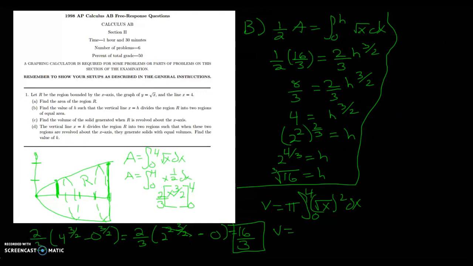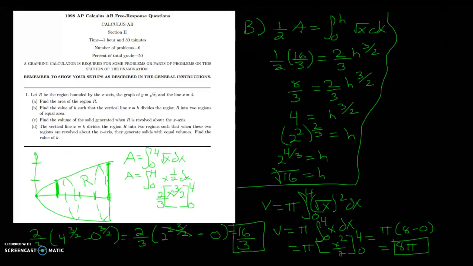So volume is going to equal pi x dx, so the antiderivative is going to be pi, what's that, x squared over 2 from 0 to 4, which is going to equal pi, 4 squared is 16 divided by 2 is 8, minus 0. So that's going to equal 8 pi.